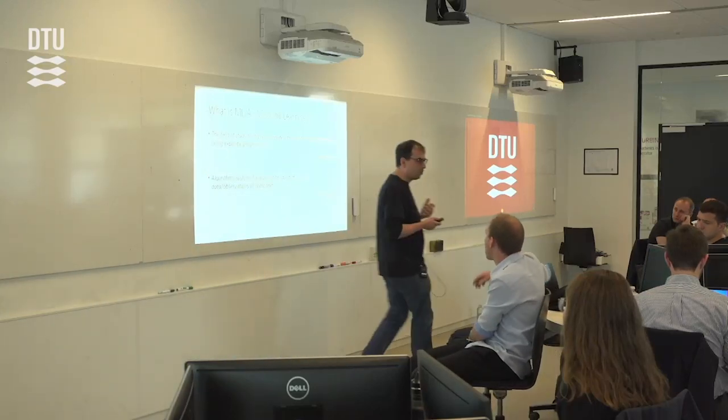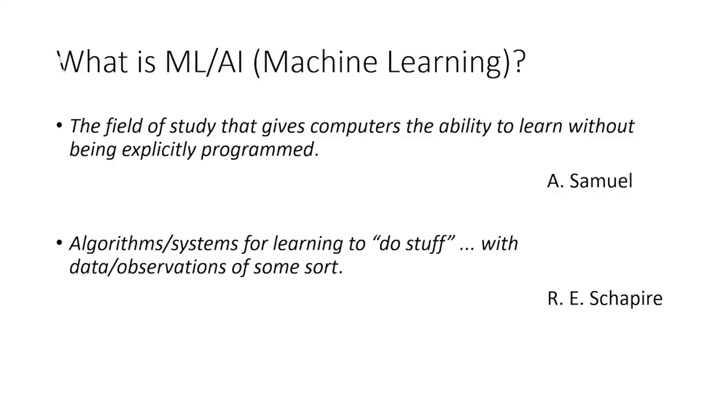This is the formal definition, machine learning or AI. I make no distinction between the two. Okay, this is my own personal view. I don't think there is a real big difference. But some people would kill me for saying that. That's the classical definition from the 50s. That's a more modern definition by Rob Schapire.